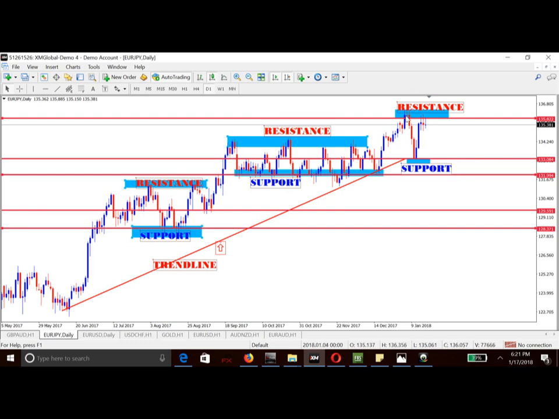See resistance here, price got to this area and sellers pushed the price all the way down here and it found support here. This is the level at which buyers enter the market again and pushed price up. So this is exactly how resistance and support works. So once again, remember that support and resistance are simply zones.